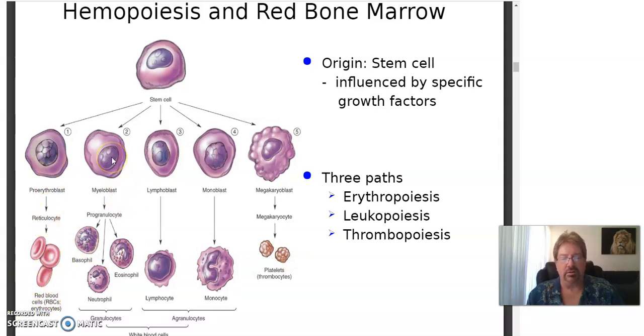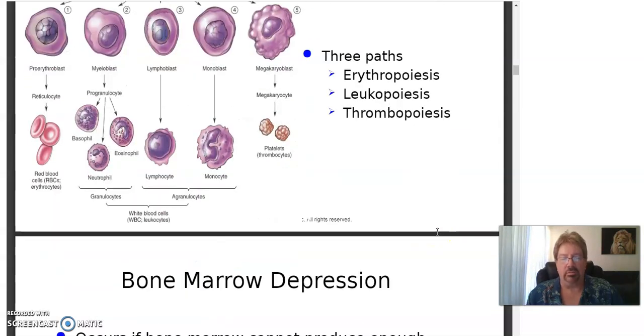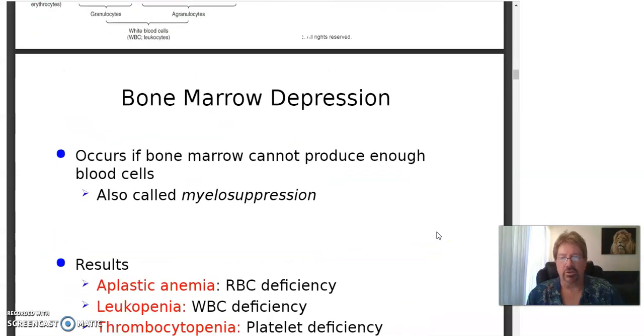The myeloblast makes some of the white. There are 5 different white blood cells. We'll get to that in a moment. Here are the 5. And then a megakaryoblast makes platelets or thrombocytes. But they all come from the same hemopoietic stem cell. And all this takes place in the red bone marrow. Now we're going to go over all these separately.